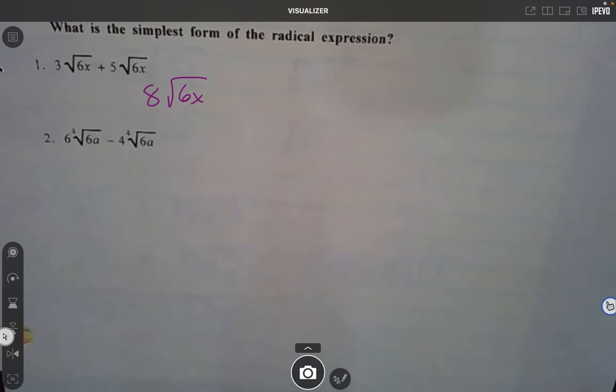On this one, do they match exactly? Yes, I'm looking at 4th roots of 6a, and then what's 6 minus 4? I've got 2 of those. Okay, that's it. If they don't match, then you can't add them. Meaning, if that said 3 square root of 5x plus 2 square root of 6x, can you add that? No. All right. And then the same thing, like this number also has to match. Okay? All right. Last type of problem, and then we'll do the word problem.